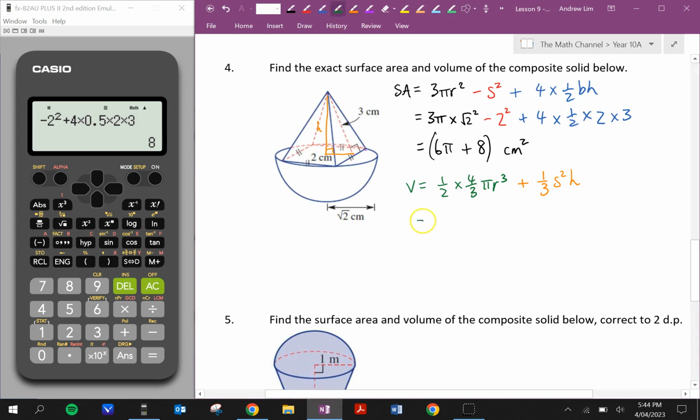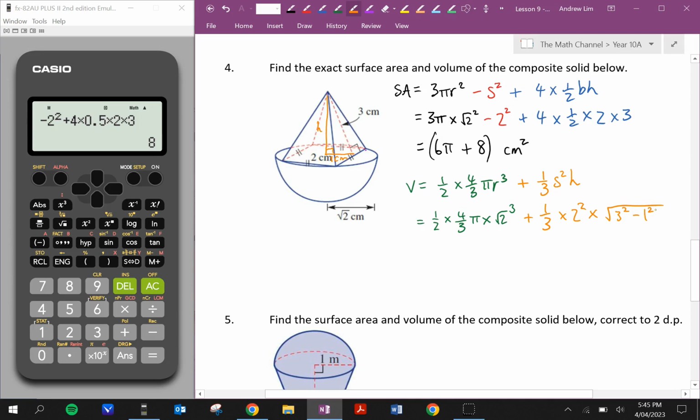Alright, so half times 4 on 3 pi times r cubed. The radius is √2. Plus 1/3 times s squared, which is 2 squared, times the height. The height is, because this bit here, because this is 2, this has to be 1. This is 1. So the height has to equal the square root of 3 squared minus 1 squared.